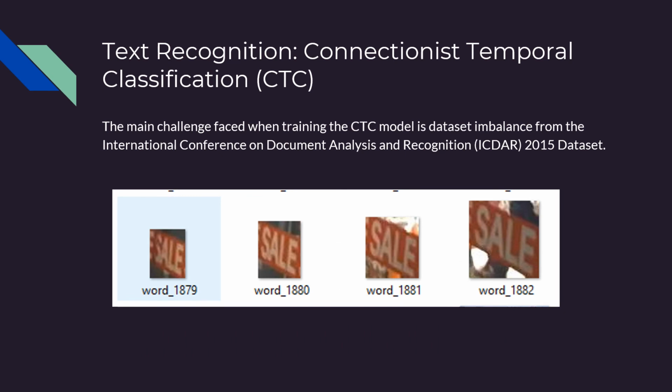The main challenge faced when training the CTC model is the dataset imbalance from the ICDAR 2015 dataset. Roughly 5% of the dataset contains the word sale, and that is a big problem as the model will favor the word sale over others. Since the machine learning model's main aim is to simply increase the accuracy, the model learned to predict sale all the time and settle with the 5% accuracy. This is undesirable, as what we want is for the model to handle all kinds of inputs.